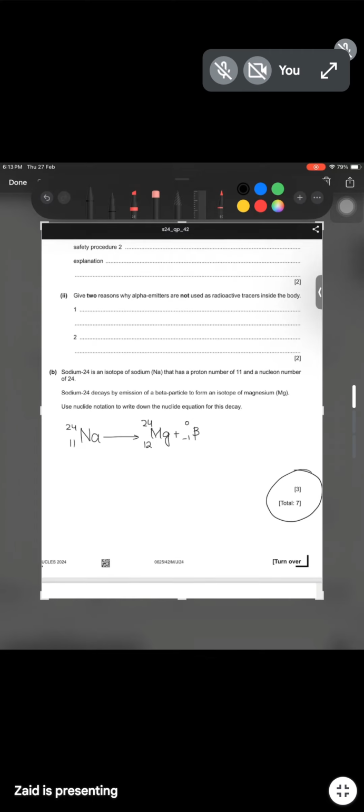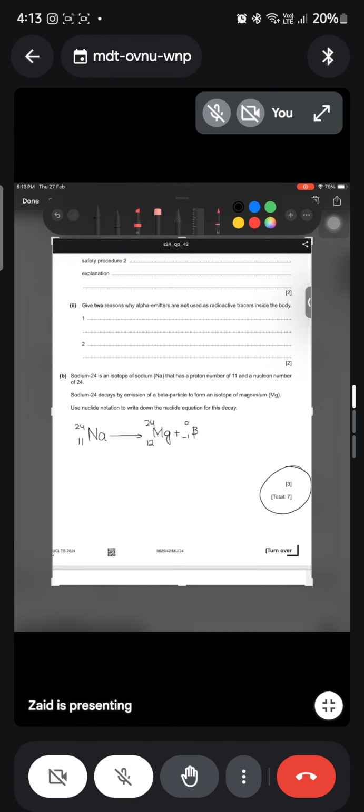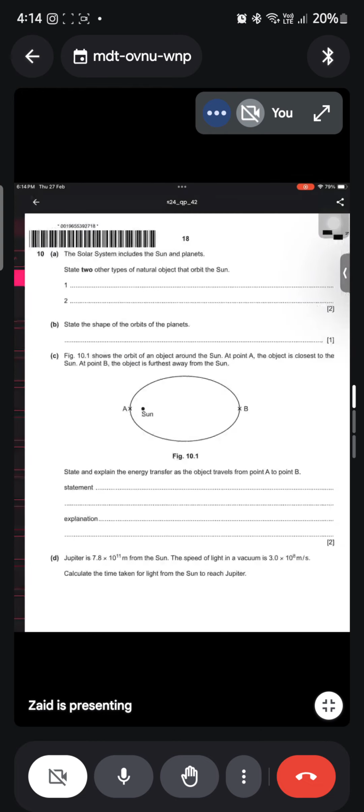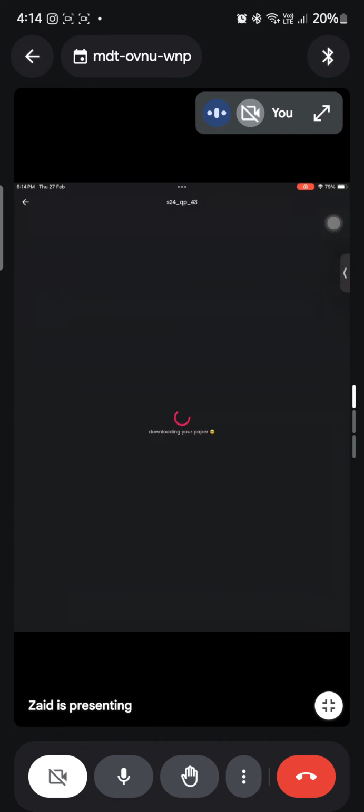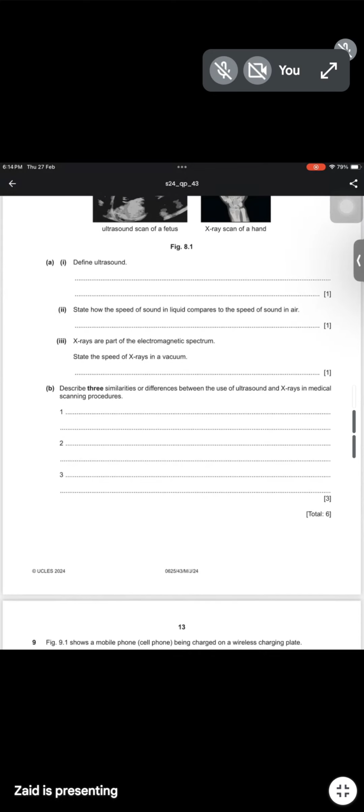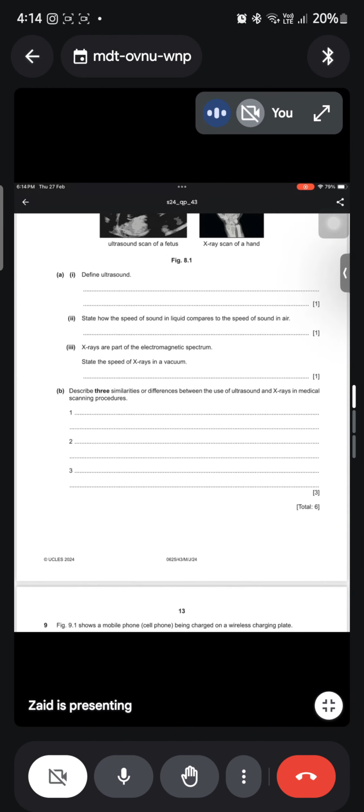The question above that is: give 2 reasons why alpha emitters are not used as radioactive tracers inside the body. The first thing is that they have a very high ionizing power. They cannot travel long distances, and they have a very high ionizing power. No penetrating power. If it goes inside, it will cause damage if you hit very closely.